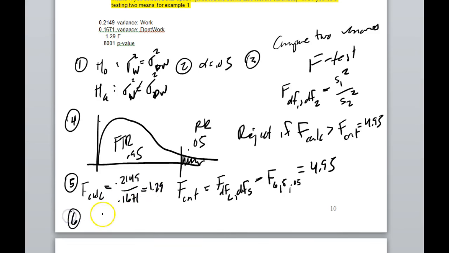So do we reject? Is 1.29 greater than 4.95? No. So we fail to reject because F calc is not greater than F crit of 4.95. And so then what do we say? We cannot conclude that the variances are different. That's it.